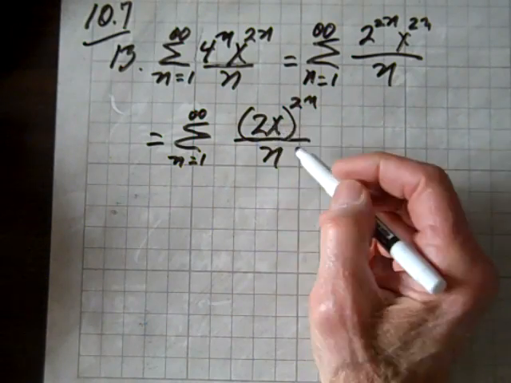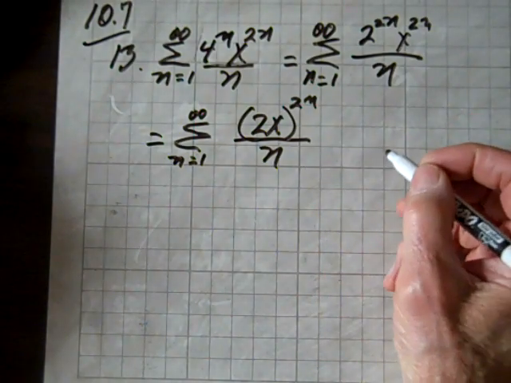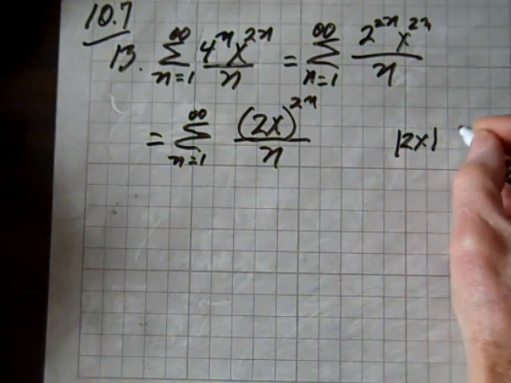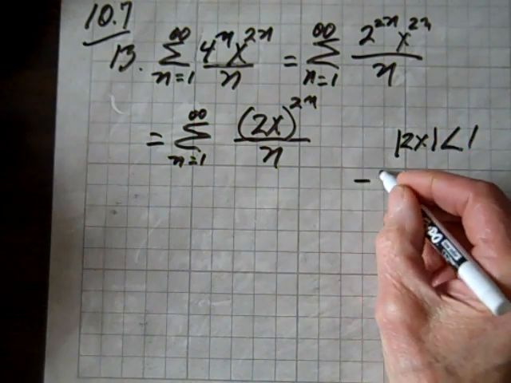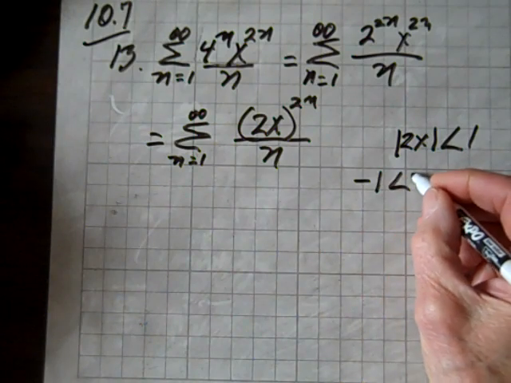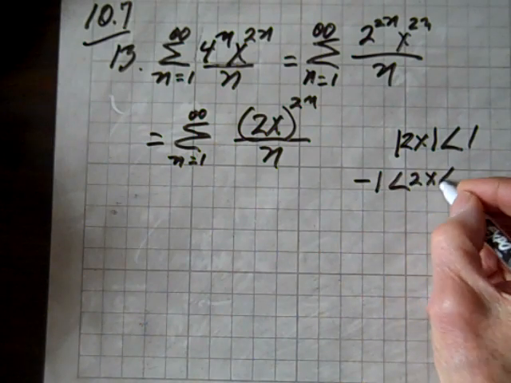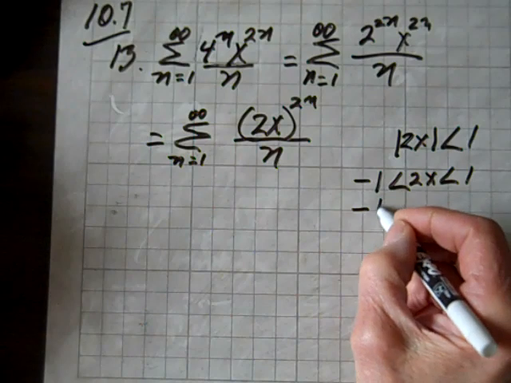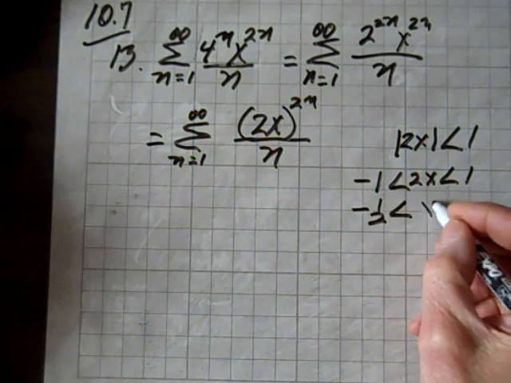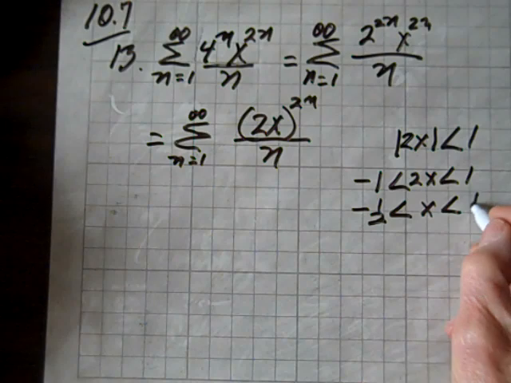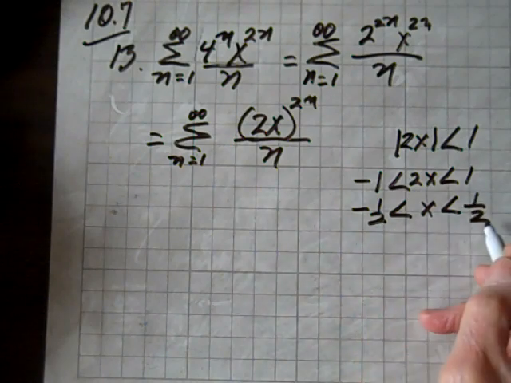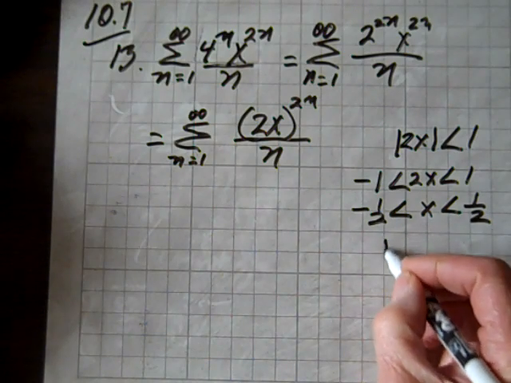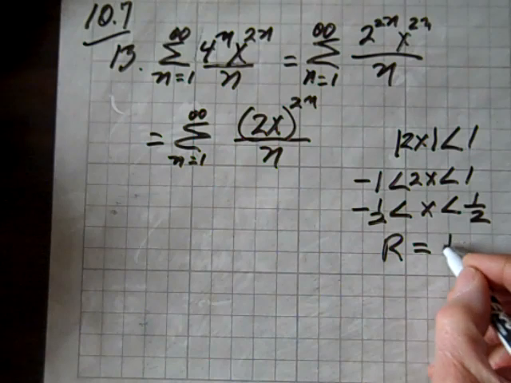Now, in order for this thing to converge, this product here has to be less than 1, the absolute value of it. So we'll write the absolute value of 2x is less than 1 and dispense with the absolute value bars. So we get minus 1 is less than 2x, which is less than 1. Now we'll divide each interval by 2, and we've isolated x. And so it's going to converge on the interval -1/2 to 1/2, and so our radius of convergence is 1/2.